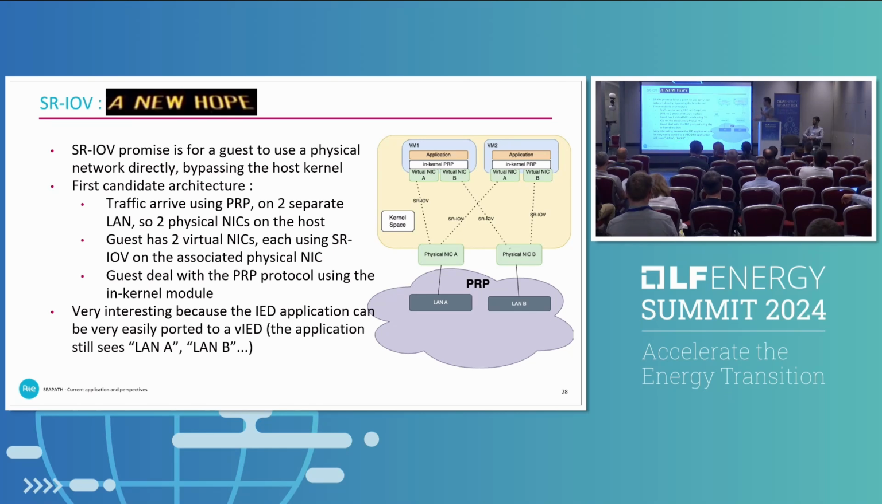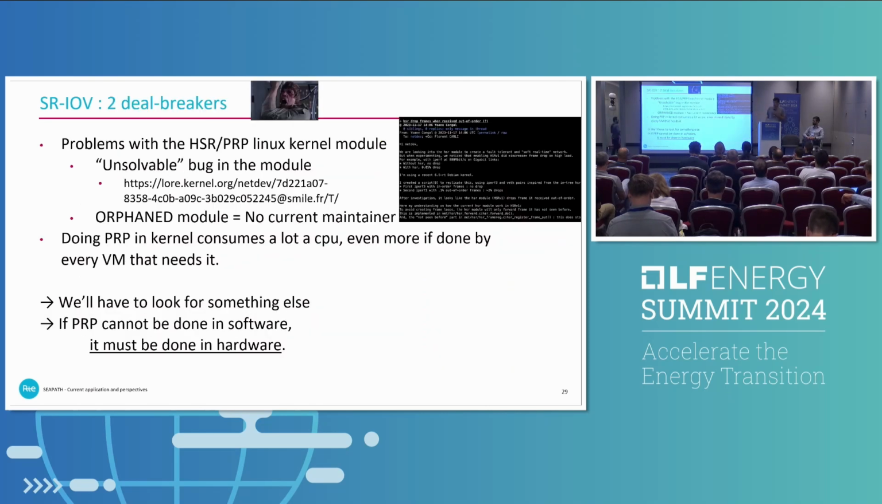And the first time I looked at a virtual IED I was sent to test, it was basically how that worked. I had to configure in the IED what's my LAN A network interface, what's my LAN B network interface. And the VM would deal with the PRP logic. But it's not that simple. It didn't work very well.